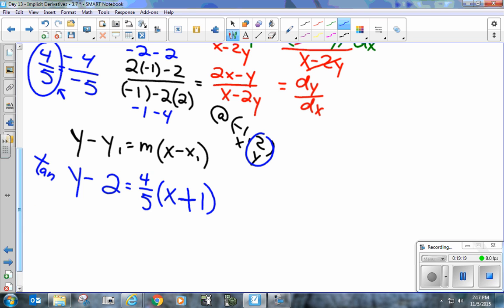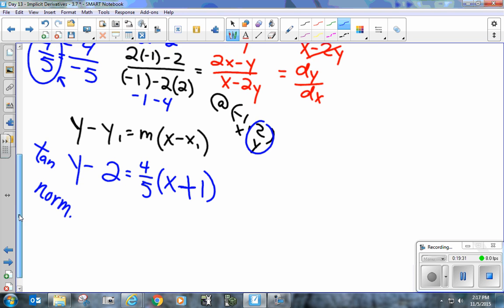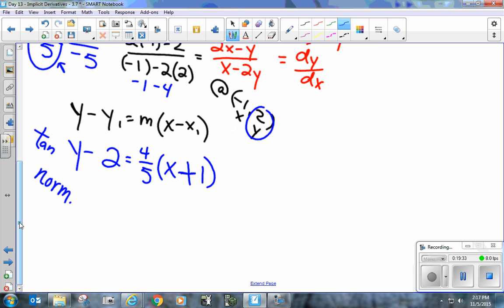What about the normal line? You just put the slope in. It's just the negative reciprocal. That is the perpendicular slope. We learned this already, in ninth grade, and a couple of notes ago. All right? It is y minus 2 equals -5/4 x plus 1.